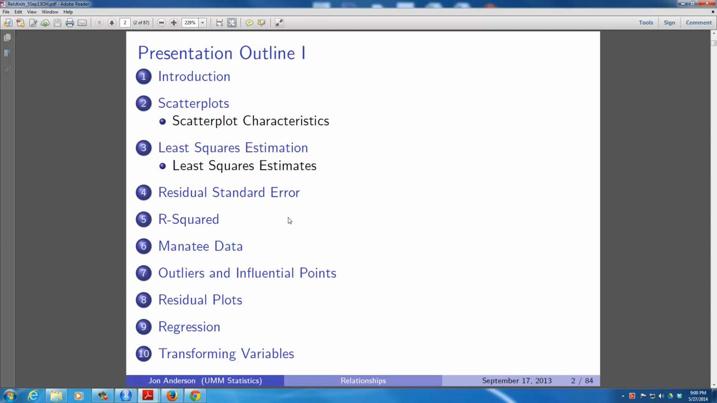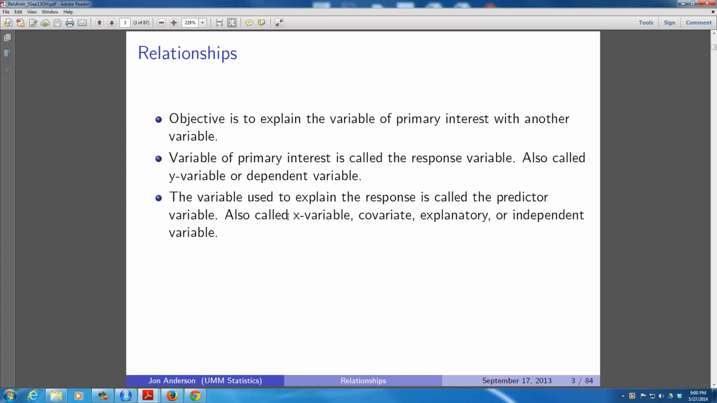The primary thing in our course and in all of statistics is to study how one variable relates to another. And so there is some special notation and some special definitions for this.